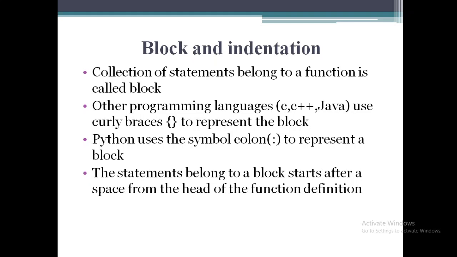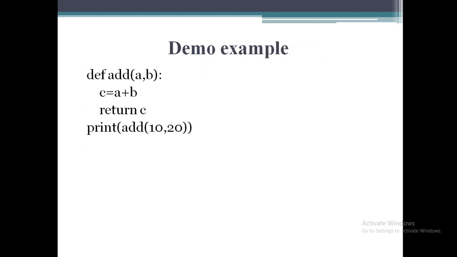But in Python, we are not using any curly braces. Instead, the colon symbol at the end of the header of the function definition, or header of the if statement, or header of the for loop, or header of the class definition represents that block, and all the statements that are starting with one tab space after the header of that function are considered as part of that function or that block, and that is called indentation. Now this is the sample program we had, and we had the output already.